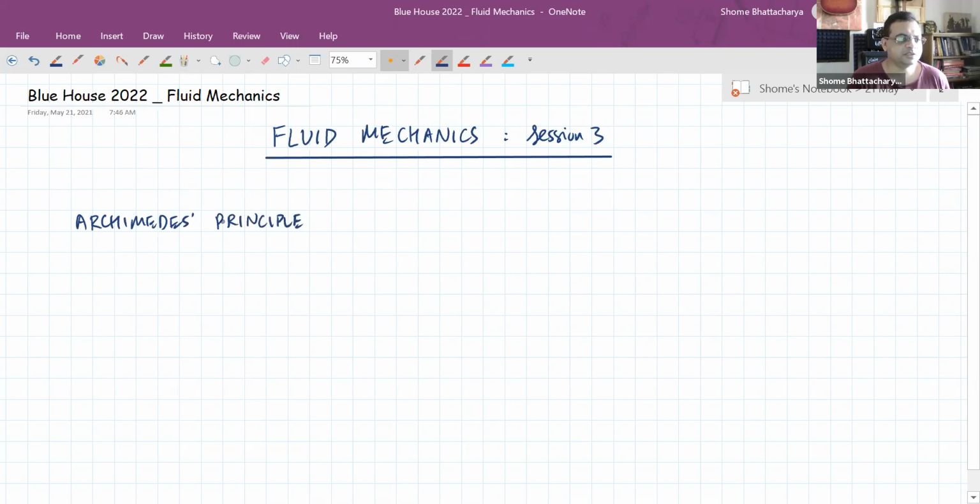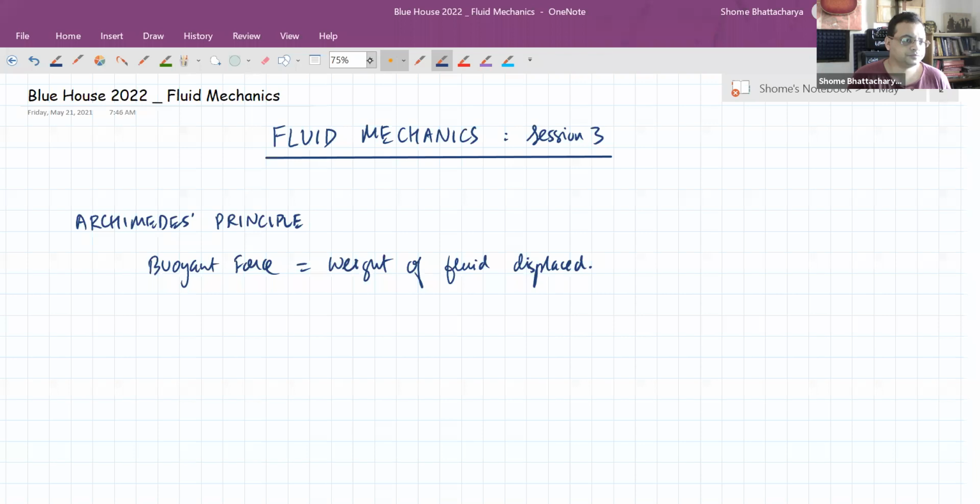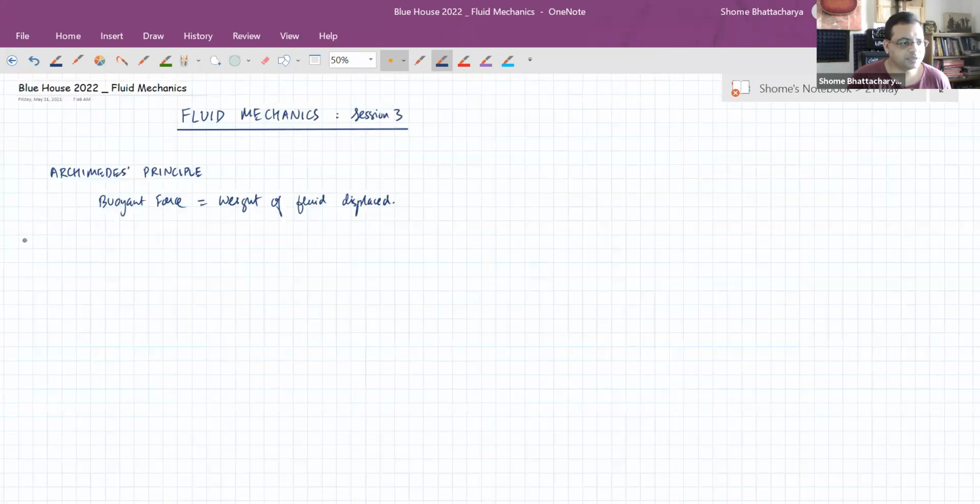The statement of Archimedes' principle we discussed is that buoyant force equals the weight of fluid displaced. So let's start with a quick example of the application of this.